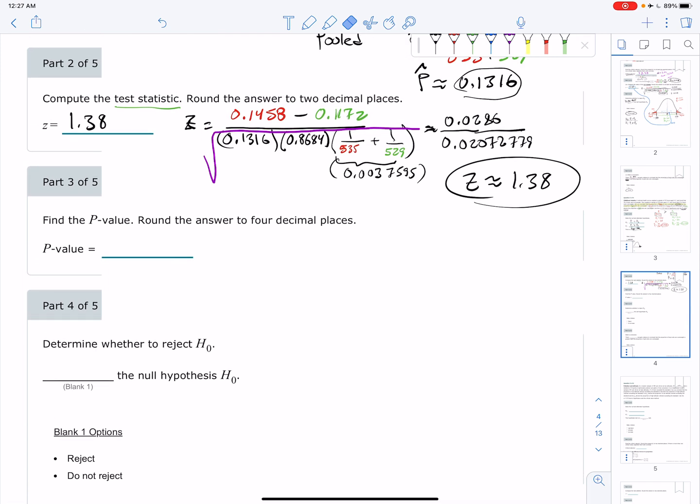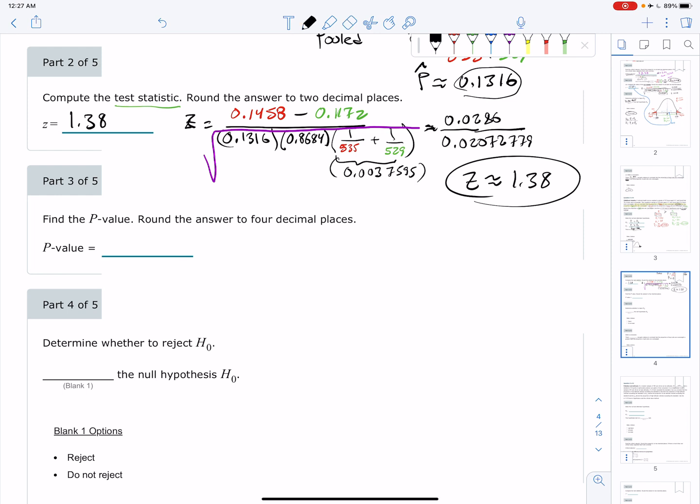Okay, so now what we want to do is find the p-value. So I want to draw a little picture just to highlight what that means. We've got this normal distribution, right? We always have 0 with the normal distribution. What we just found was our test statistic, right? Our test statistic is about here at 1.38.